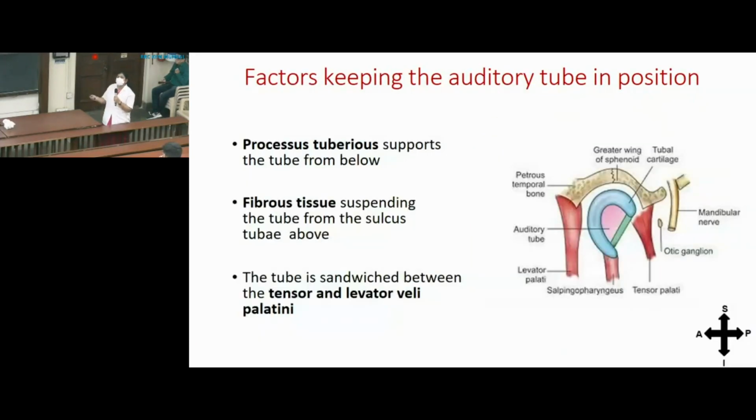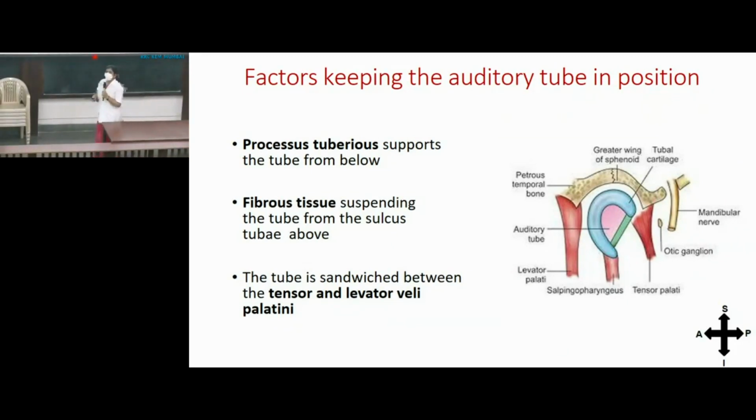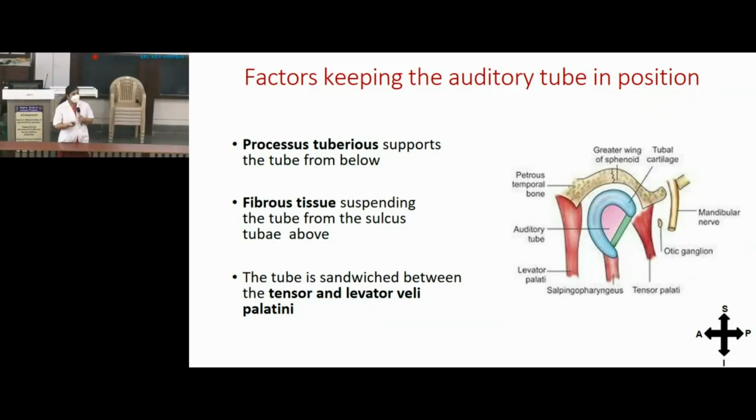So what are the factors that keep the auditory tube in position? There is the processus tubarius, an extension of bone from the medial pterygoid plate. The fibrous lamina supports fibrous tissue that suspends this auditory tube from the sulcus tubae, and it is sandwiched between these two muscles, tensor veli palatini and levator veli palatini.